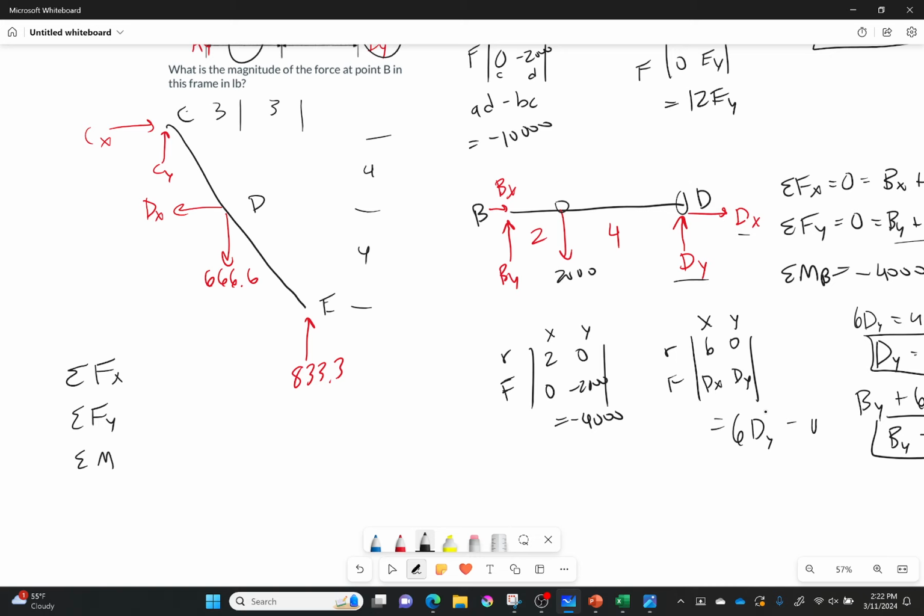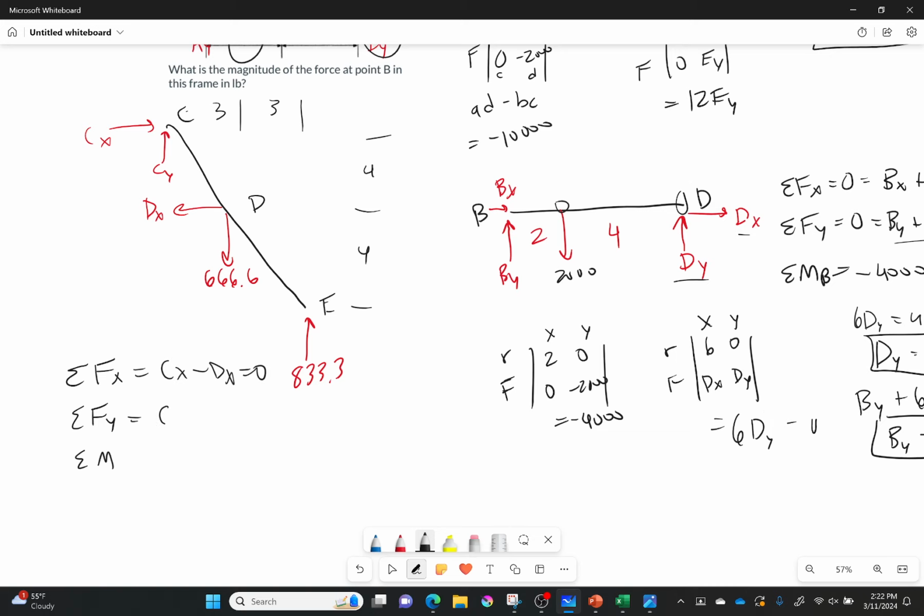So I will do some of the forces in the X first. I get CX minus DX is equal to 0. So, well, CX is equal to DX. Can't solve it yet. Let's do some of the forces in the Y direction.